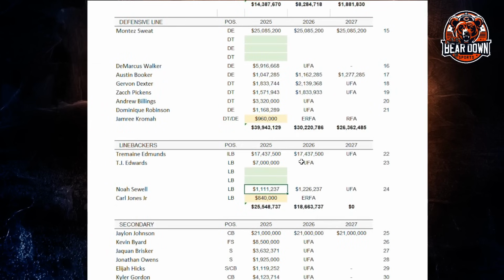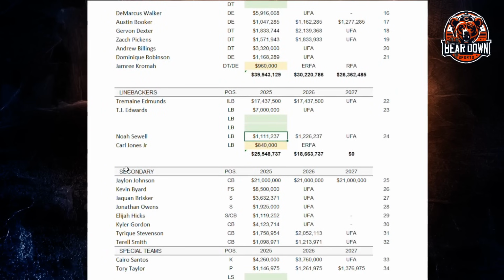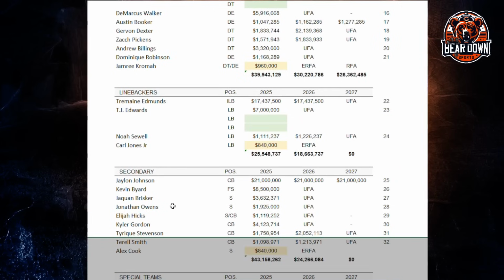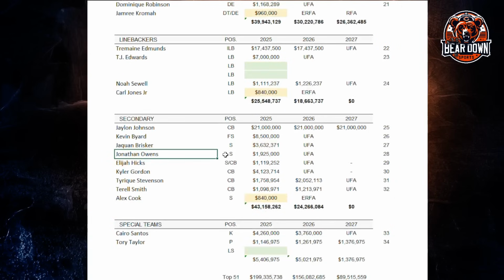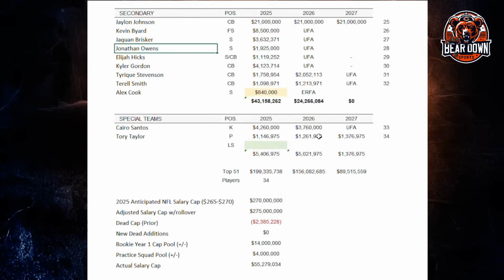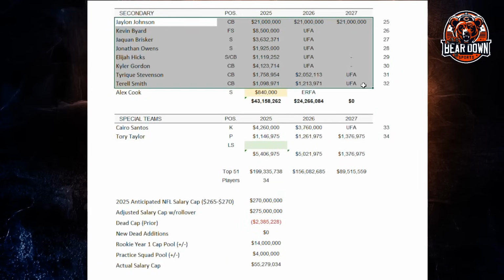We'll go over that. But so here we are, probably the most short up position. Oops, I have a couple cells hidden. Let me unhide those. All right, so one of the most short up areas is probably our secondary, but we still need a couple players there too.